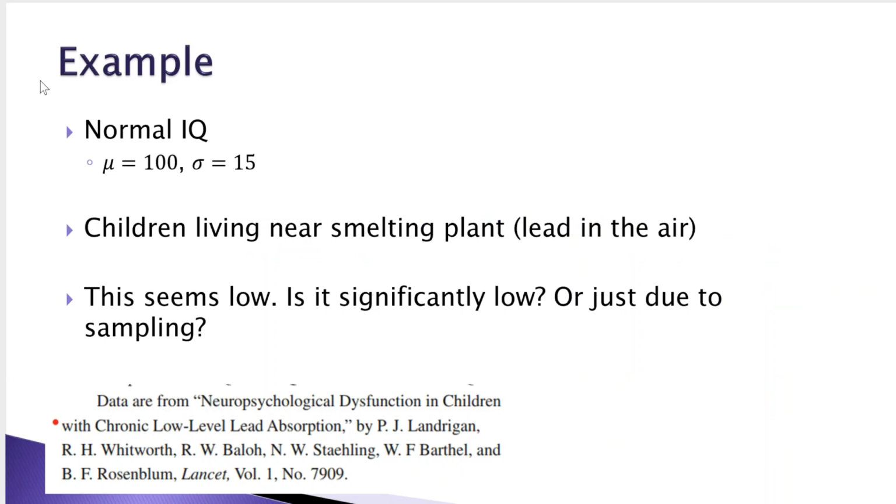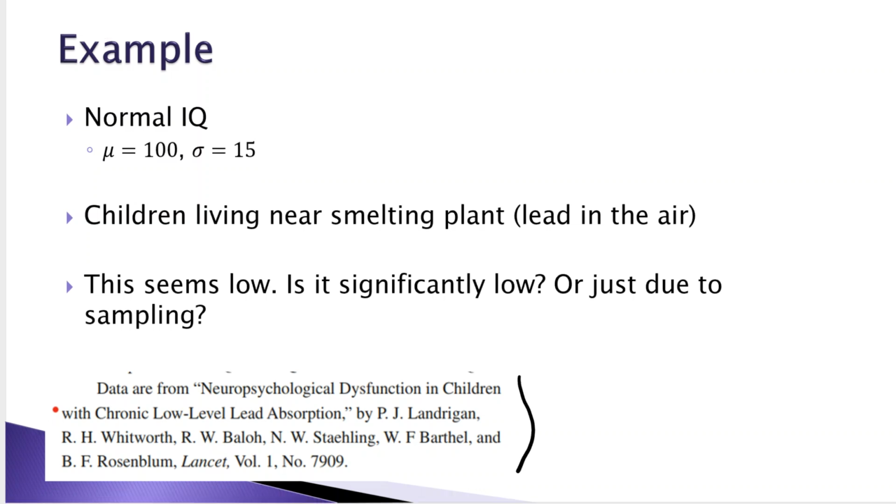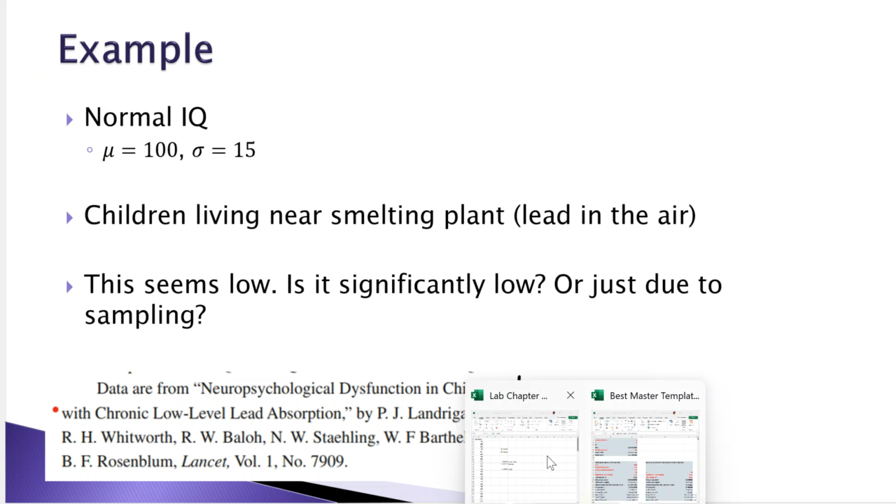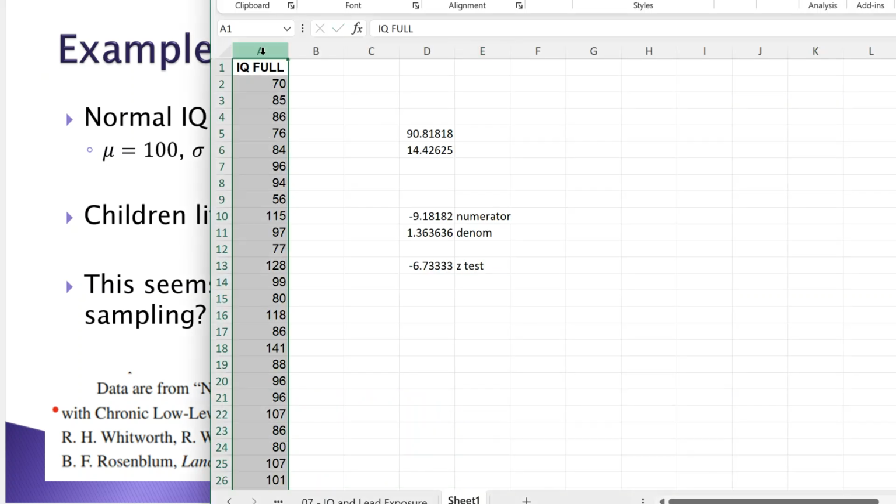If you look at IQ tests, they're called standardized tests, and they're normed so that the mean IQ for normal people is 100, and the standard deviation is 15. That's just how they're made. They're designed to be that way. But we have some data, and I happen to have it in a spreadsheet over here, of children who live near a smelting plant.